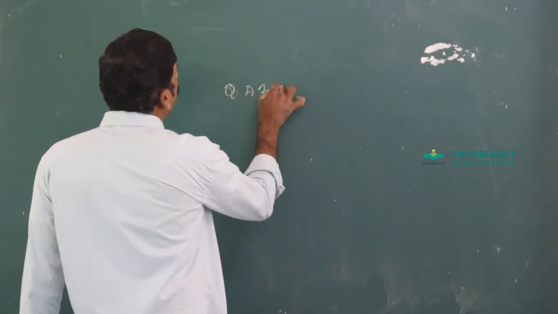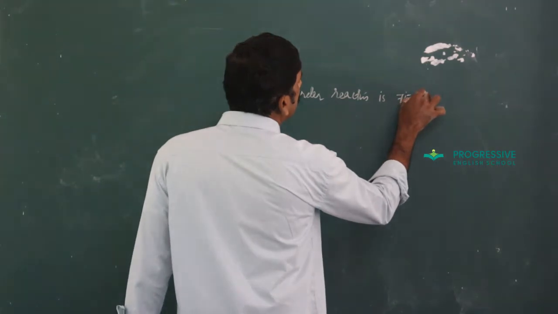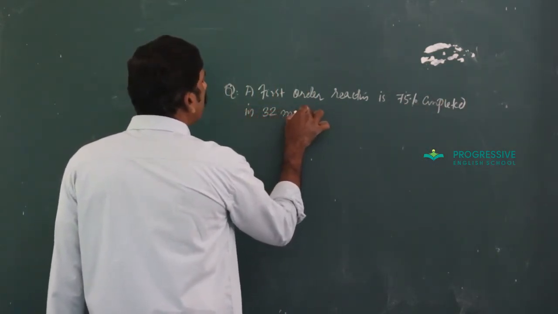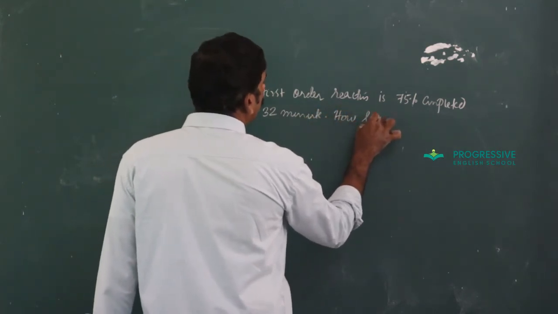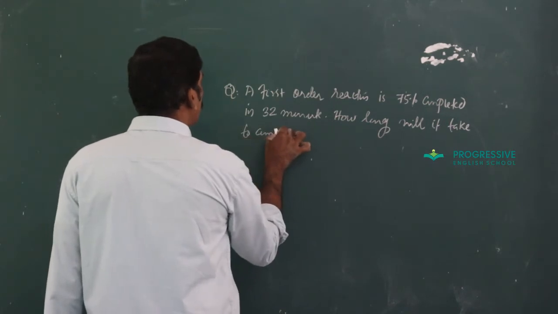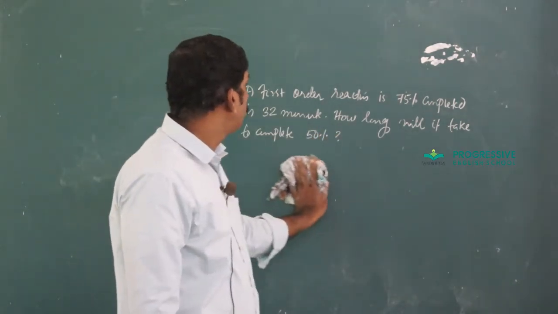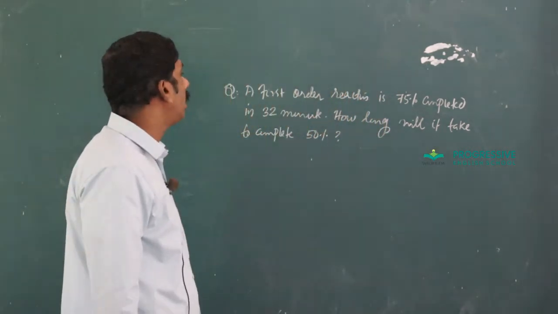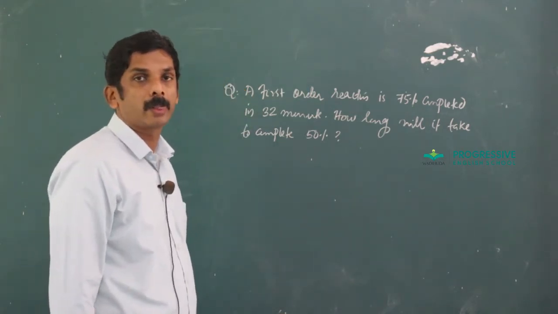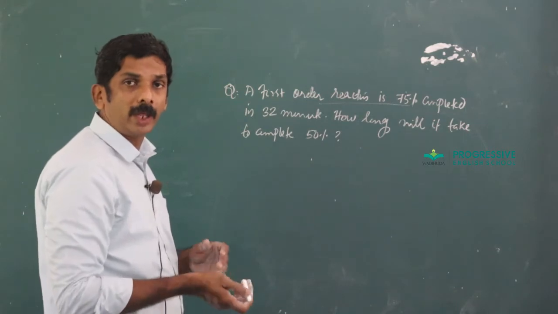And next question: a first order reaction is 75% completed in 32 minutes. How long will it take to complete 50%? Here also, as in the previous case, there are two conditions: 75% completed in 32 minutes. From that you can calculate the value of K.